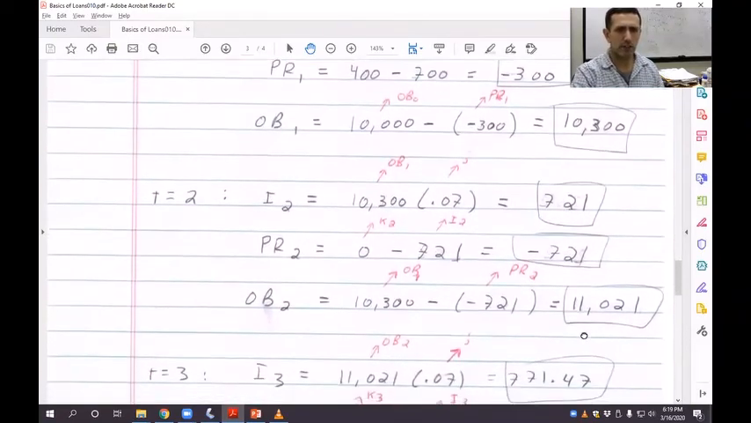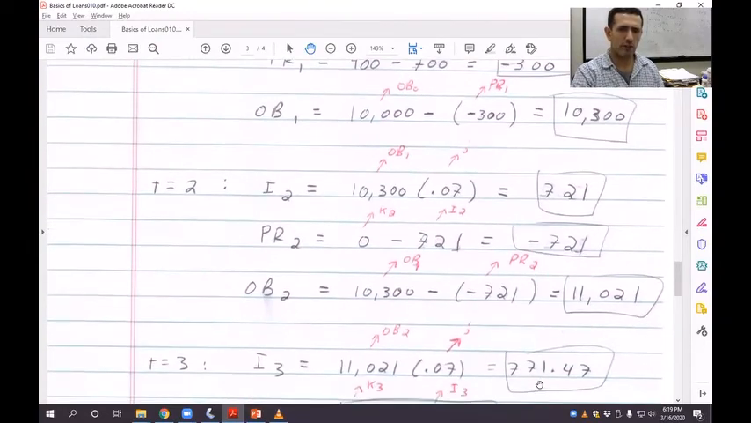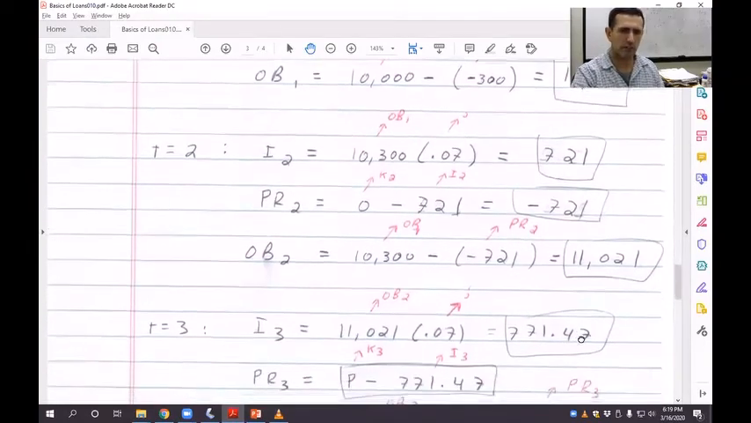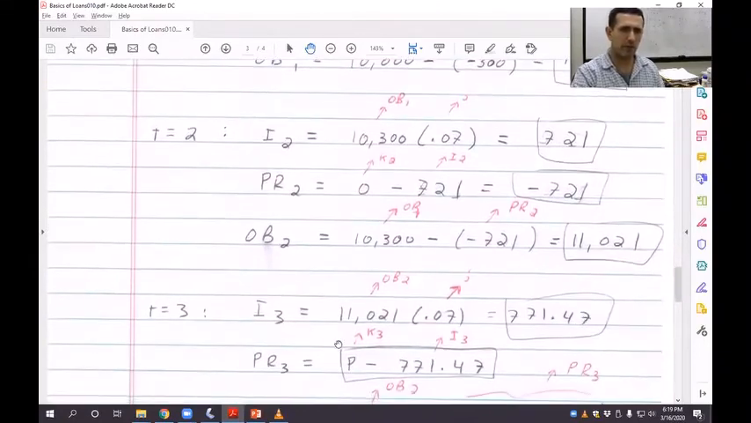Okay, and last but not least, that accrues 1 year of interest, which is $771.47. So whatever P is, your last payment, the amount that goes towards the principal at the end of the third year is P minus $771.47. You've got to pay this interest off first. The rest, this whole thing, goes towards principal.